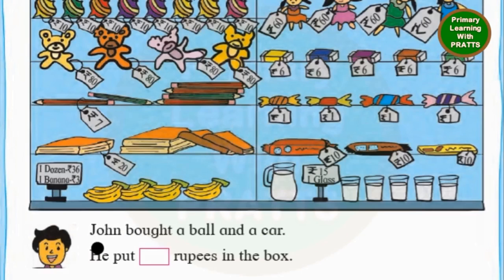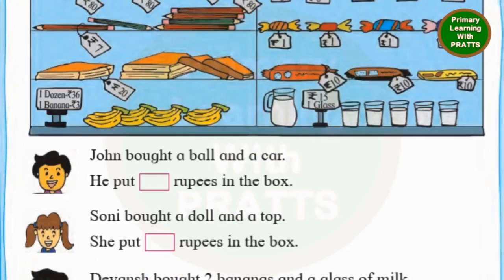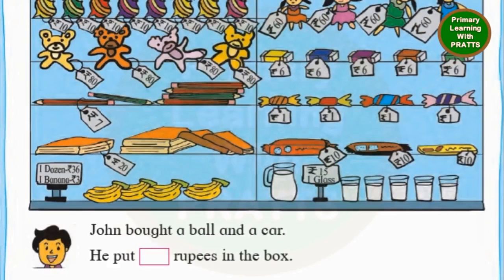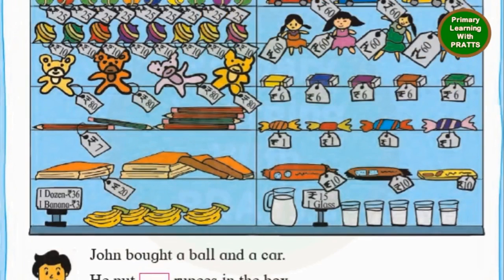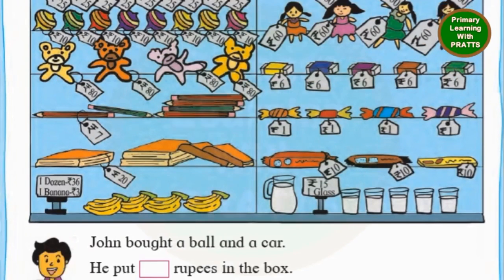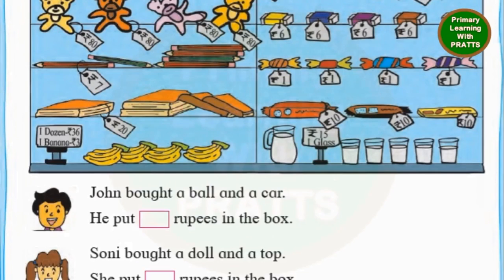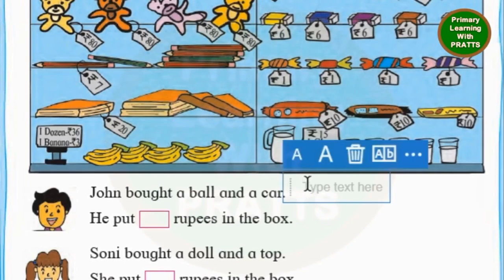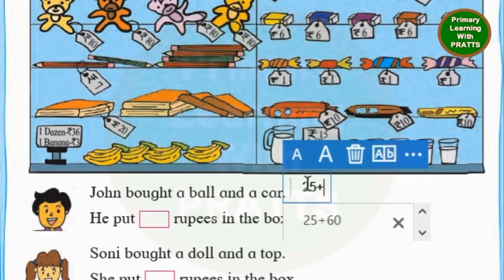So here it says, John bought a ball and a car. So what is the price of a ball and a car? The ball was costing rupees 25 and a car cost rupees 60. So we will write 25 plus 60. Let's write over here rupees 25 plus 60.